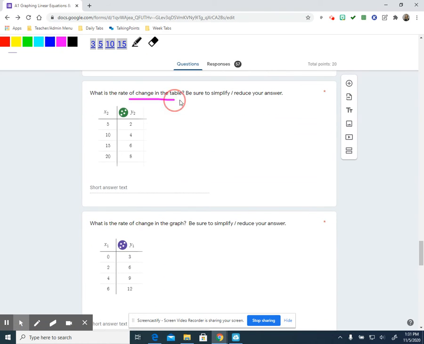What is the rate of change in the table? Once again, the rise over the run, or the change in the y values over the change in the x values. So what is happening here? Well, let's take a look.